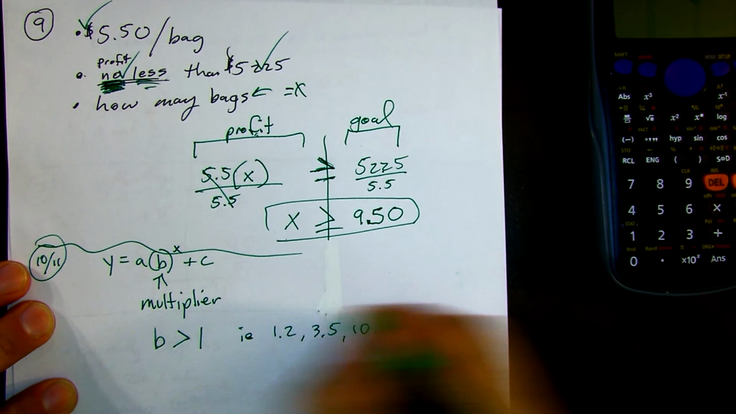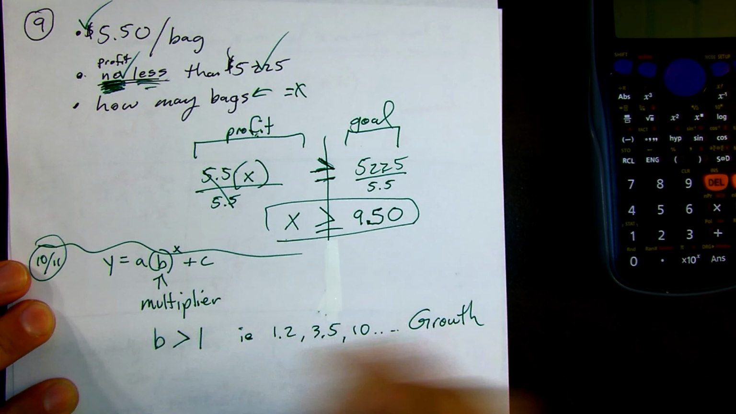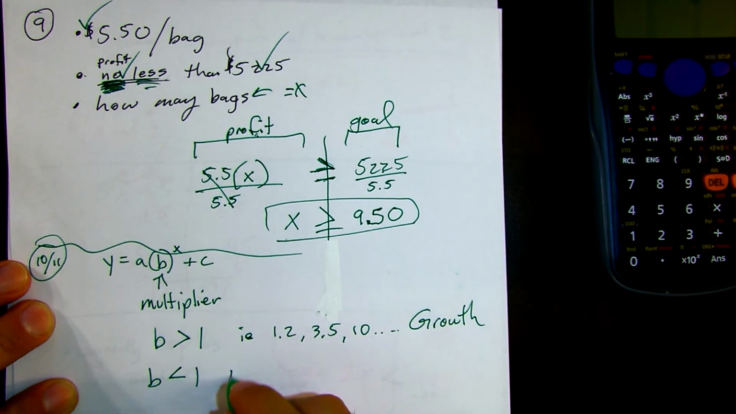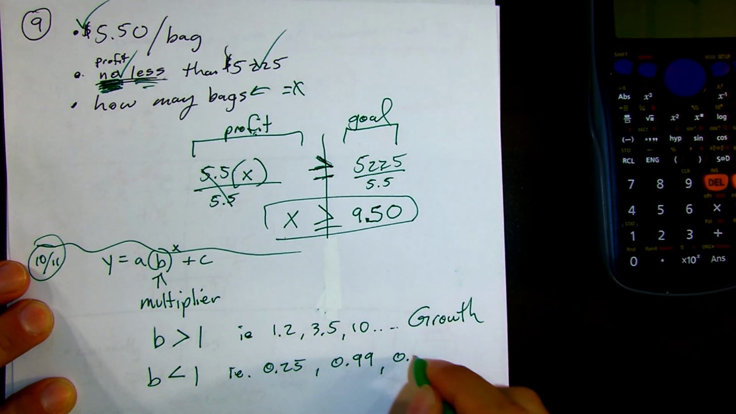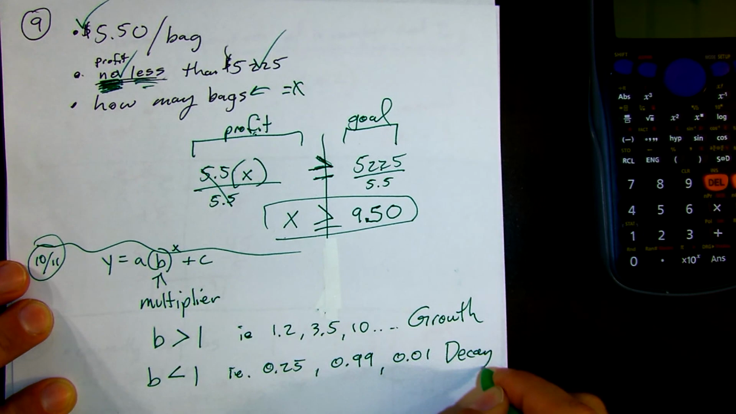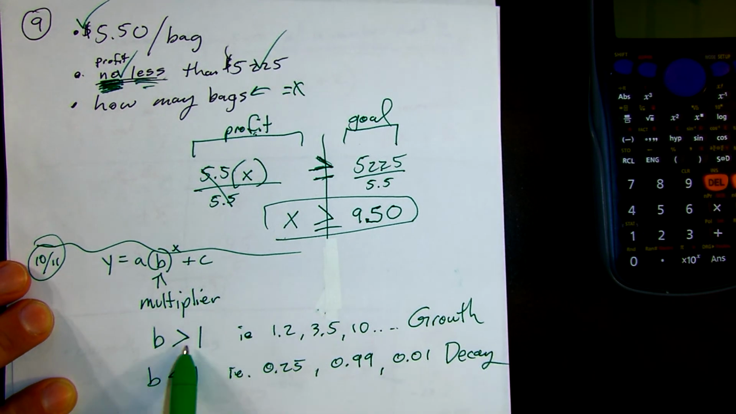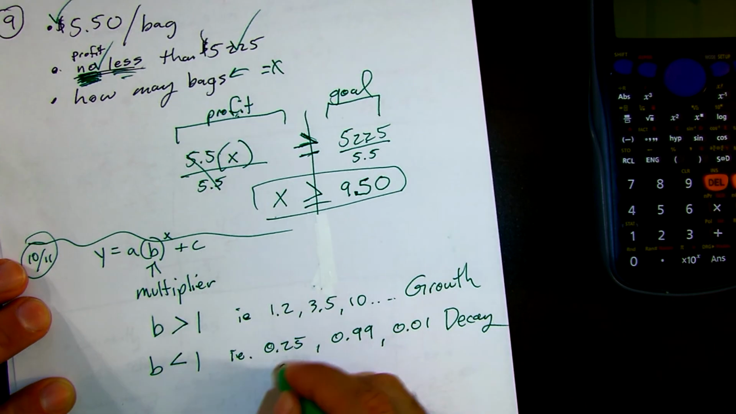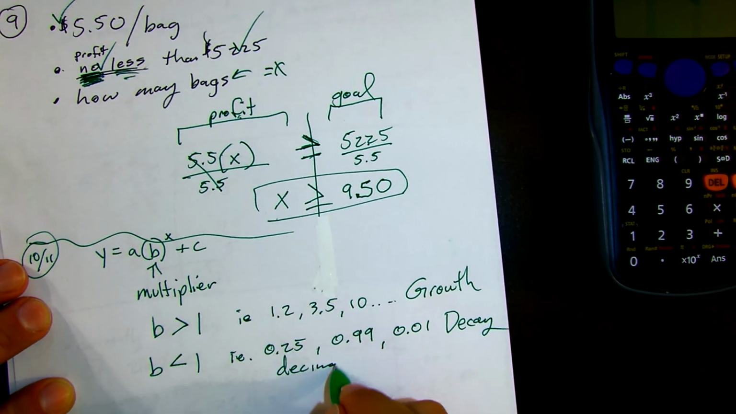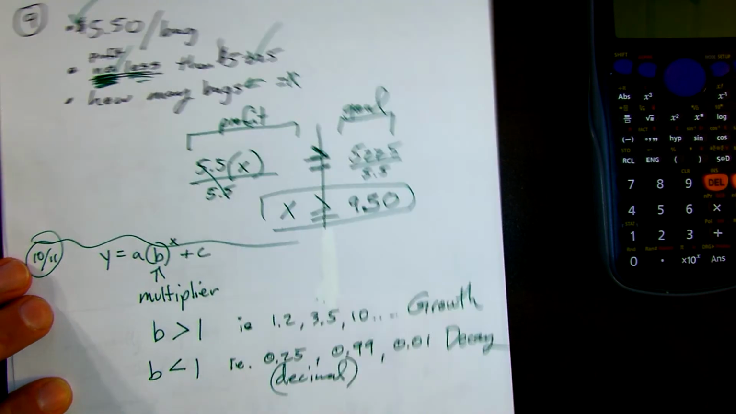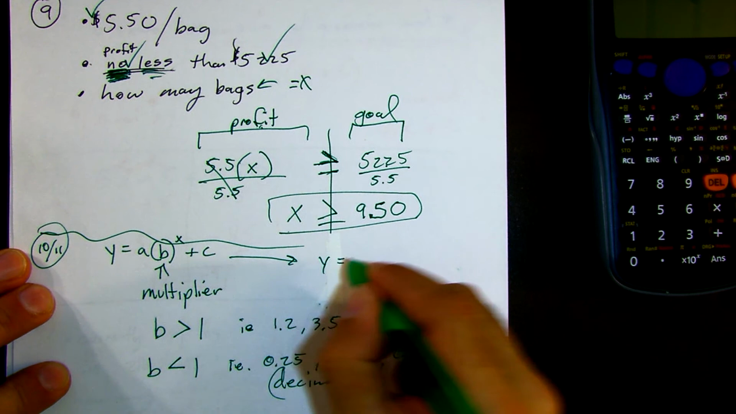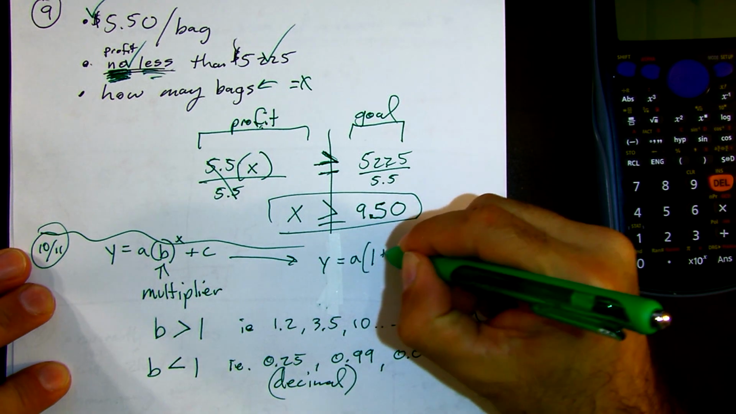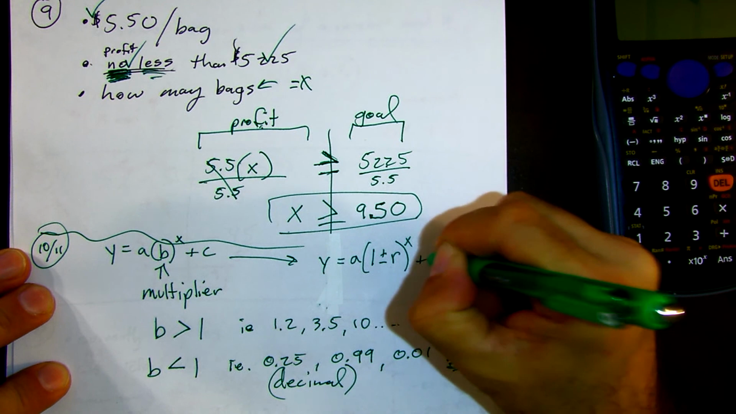So here's the thing. If our B value is greater than 1, i.e., 1.2, 3.5, 10, etc., then we have growth. If our B value is less than 1, i.e., 0.25, 0.99, 0.01, then we have decay. Okay, so this is going to be a whole number greater than 1. This one is going to be a decimal. If you end up with a decimal as your B value, then you know you have decay. If you end up with a number greater than 1, then you have growth.